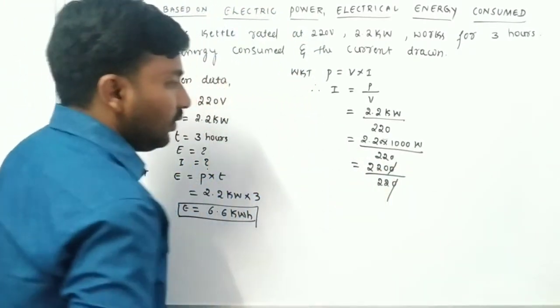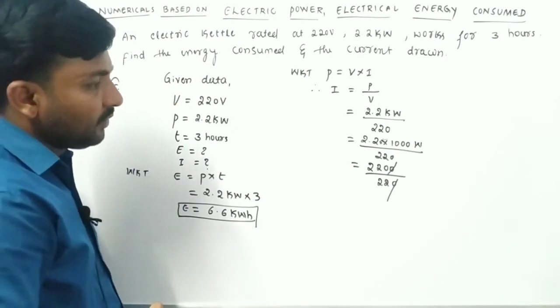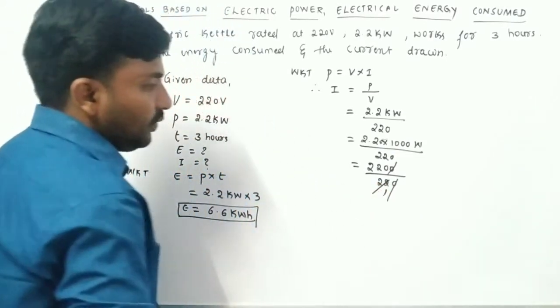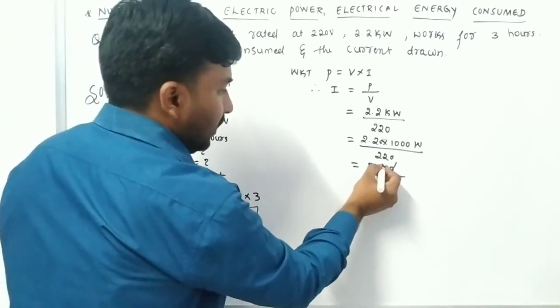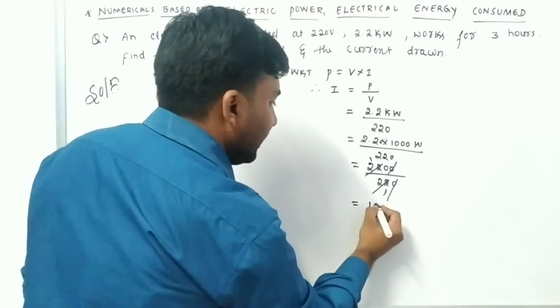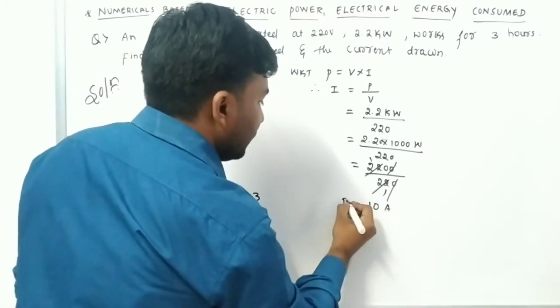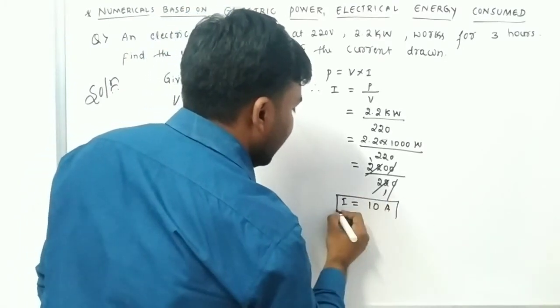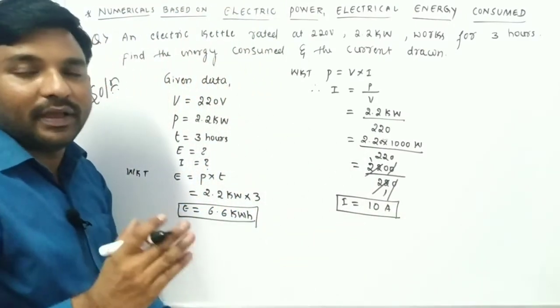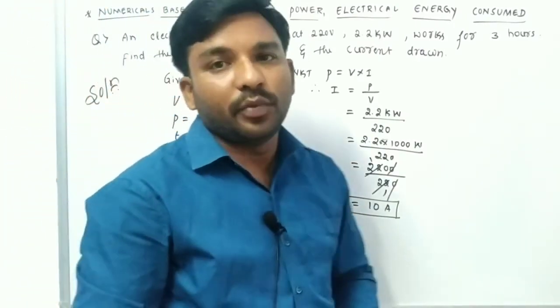The zeros cancel together. Here 22 ones are 22, 22 ones are 22. So this is equal to 10 ampere. So the current drawn by the electric kettle is 10 ampere. So hence we have solved the problem.